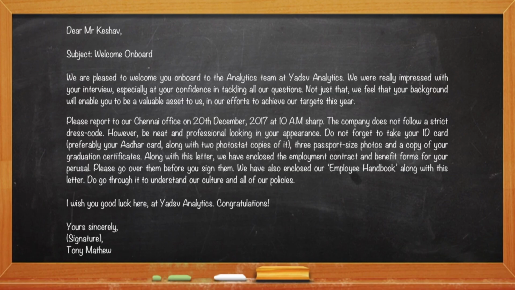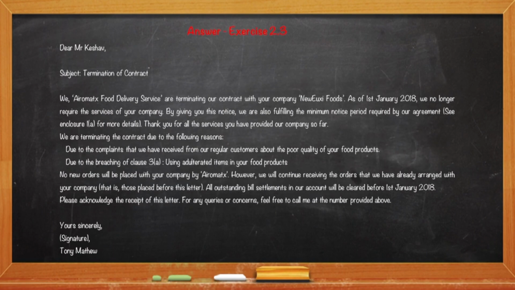Along with this letter, we have enclosed the employment contract and benefits forms for your perusal. Please go over them before you sign them. We have also enclosed our employee handbook along with this letter. Do go through it to understand our culture and all of our policies. I wish you good luck here at IIT Analytics. Congratulations, yours sincerely. Next example.